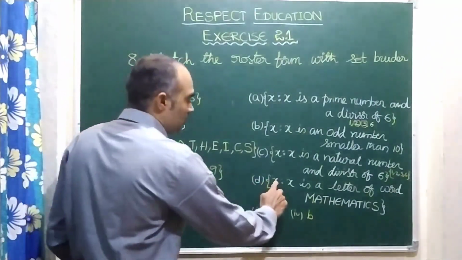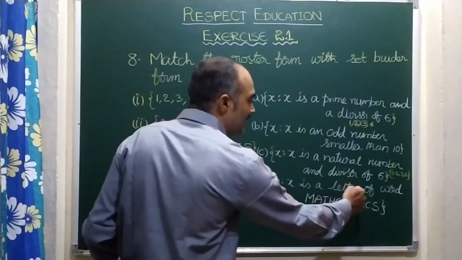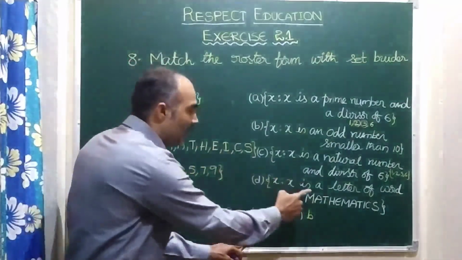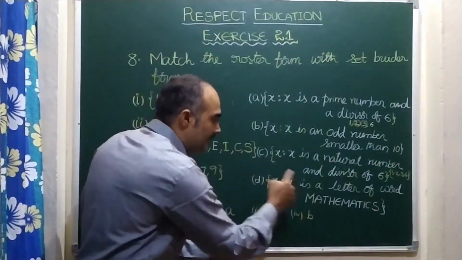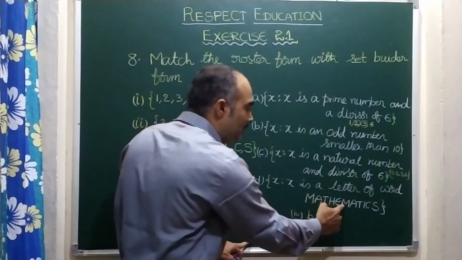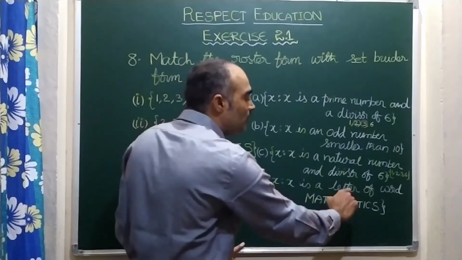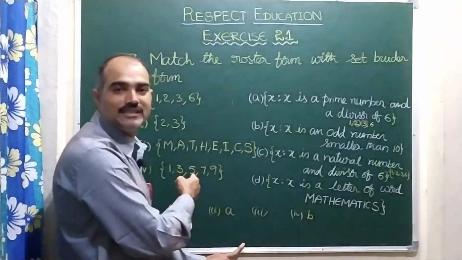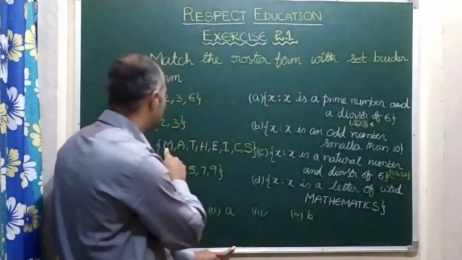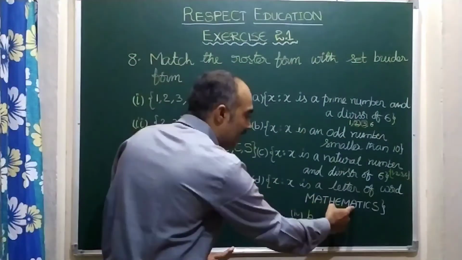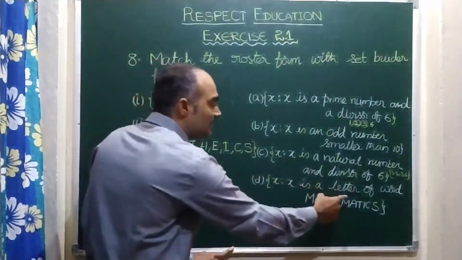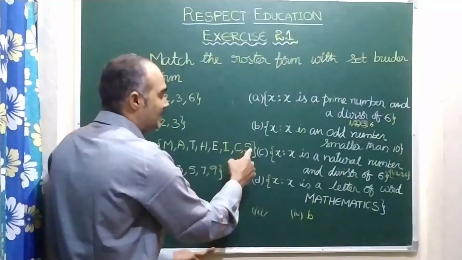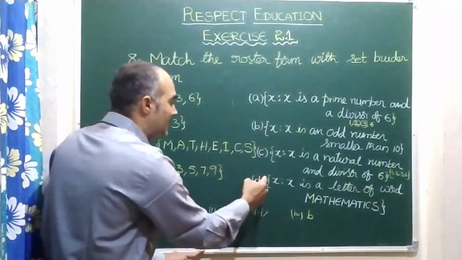And here the last one: x such that x is a letter of the word MATHEMATICS. See here, children, first let us write M, A, T, H, E, M. Here M gets repeated, so M is not required to be written once again, because nothing is to be repeated. The set should have distinct elements. So M comes only one time. In the same way, A we have already written one time, so A is not to be repeated. Same way T is written earlier, only I, C, S. So for this one, d is suitable.